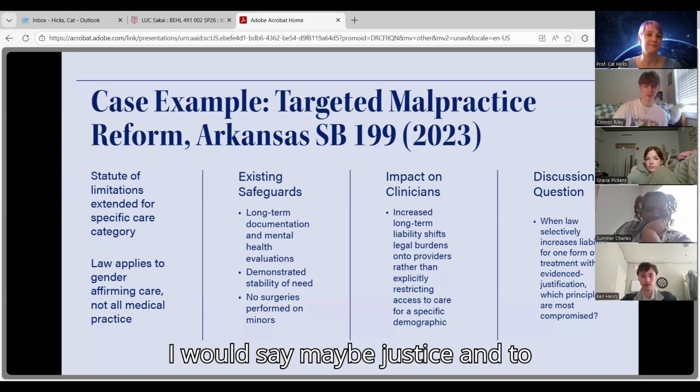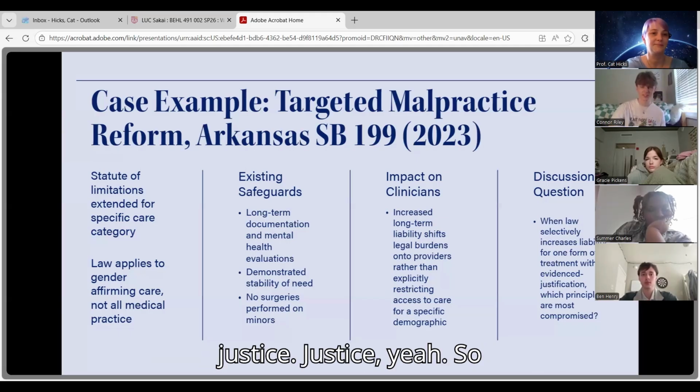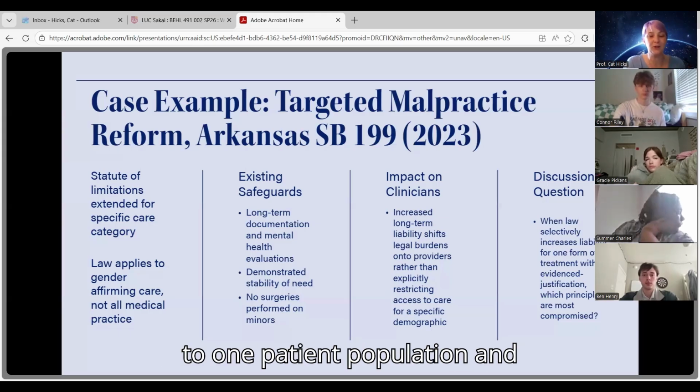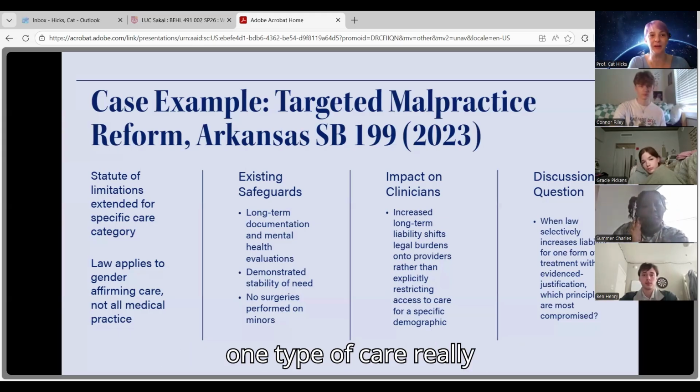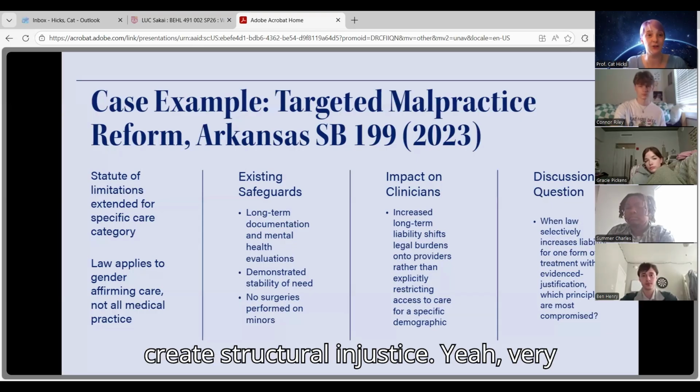I would say maybe justice and to a degree autonomy, but specifically justice. Justice, yeah. So selective legal burden being applied to one patient population and one type of care really needs to have a justified foundation in order to not create structural injustice.